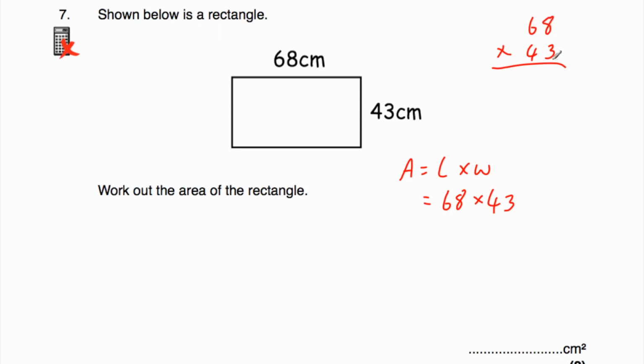So let's do 68 times 3. 3 times 8 is 24. Put the 4 down, carry the 2. And then 3 times 6 is 18, plus 2 is 20. So 3 times 68 is 204.